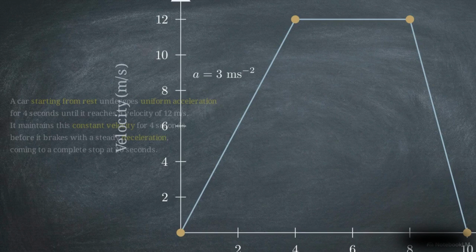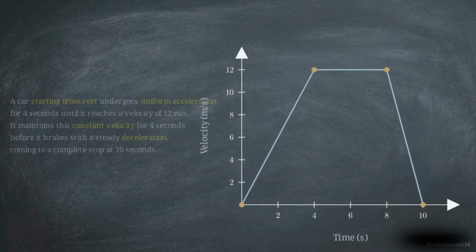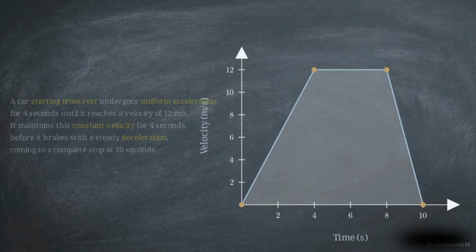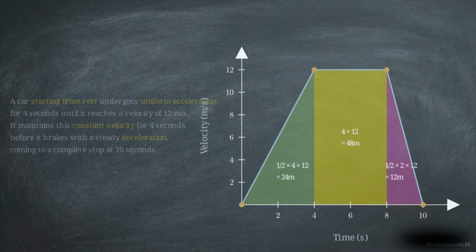To find the total displacement, we calculate the total area under the graph line. You can simplify the calculation by dividing the area into 3 geometric shapes: a triangle, a rectangle, and a final triangle. Calculating the area for each, using half base times height for the triangles and base times height for the rectangle, gives us 24, 48, and 12. This sums to a total displacement of 84 meters.